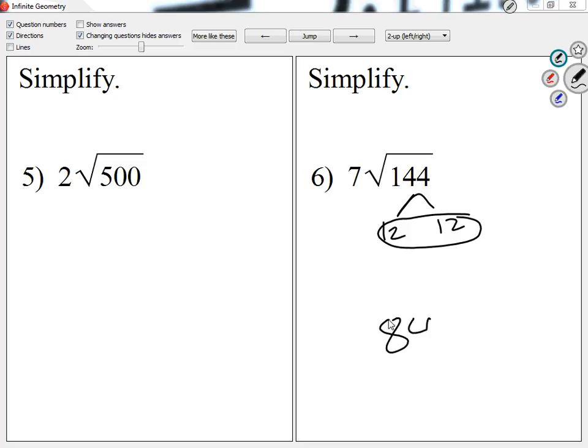84. I have no singles, right? In a perfect world, we will have no singles. In a perfect square root, we have no singles. So there's nothing in the root. It's just 84. It's just 84. Right? Because we have no singles.